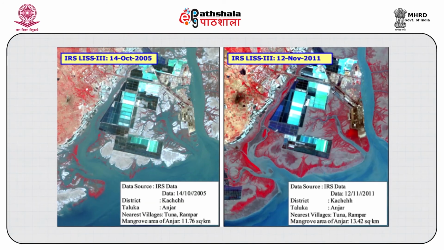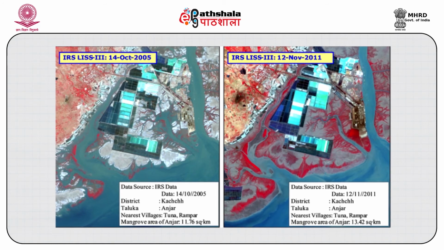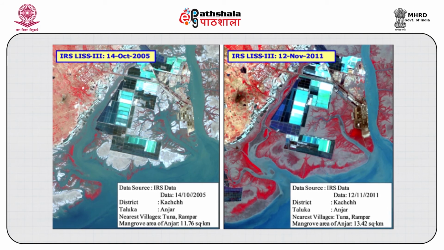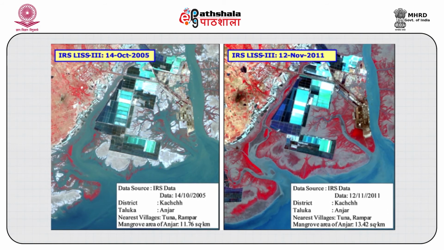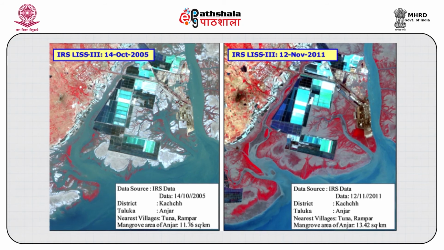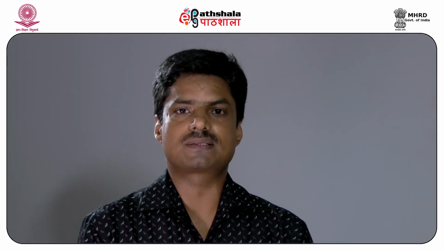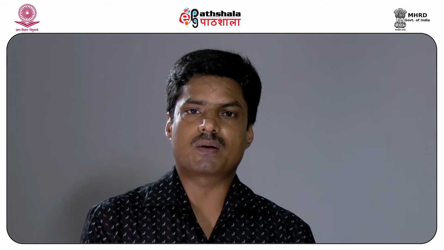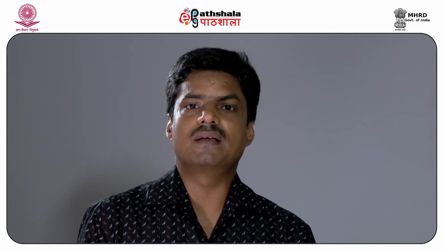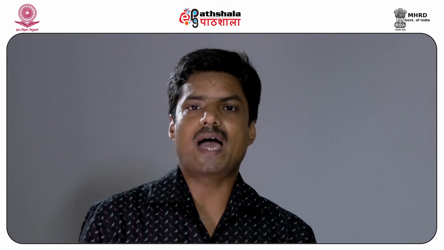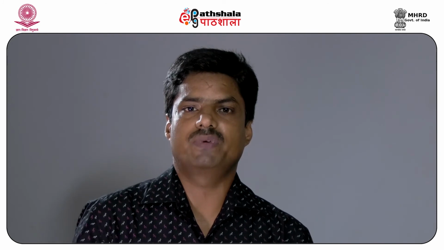In this module, at figure number 7, you have 2 images taken with the help of the IRS LISS scanner. These images are of the Kutch region of India. The first image is taken in 2005 and the second image is taken in 2011. With the help of the data collected through LISS 3, we can easily compare both the images and identify the change in land use pattern. We can identify the direction of change happening in the Kutch region during the last few years.